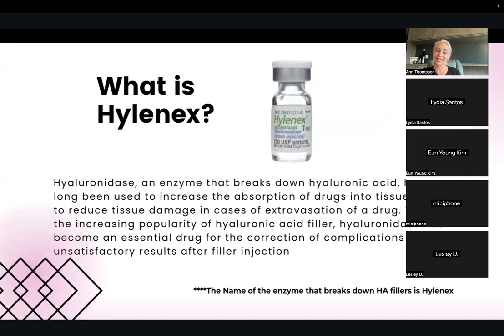Hylenex or hyaluronidase is the antidote for all hyaluronic acid fillers. Just remember that Hylenex does burn. Do not dilute it. Do not add lidocaine or saline to it. If you do have a vascular occlusion, or even if you were trying to dissolve some superficial filler, it's just going to burn. The purpose is to dissolve the filler. Whenever you dilute it, it just dilutes the medication. So please do not do that. You will see that all the time on social media, so please don't do that.